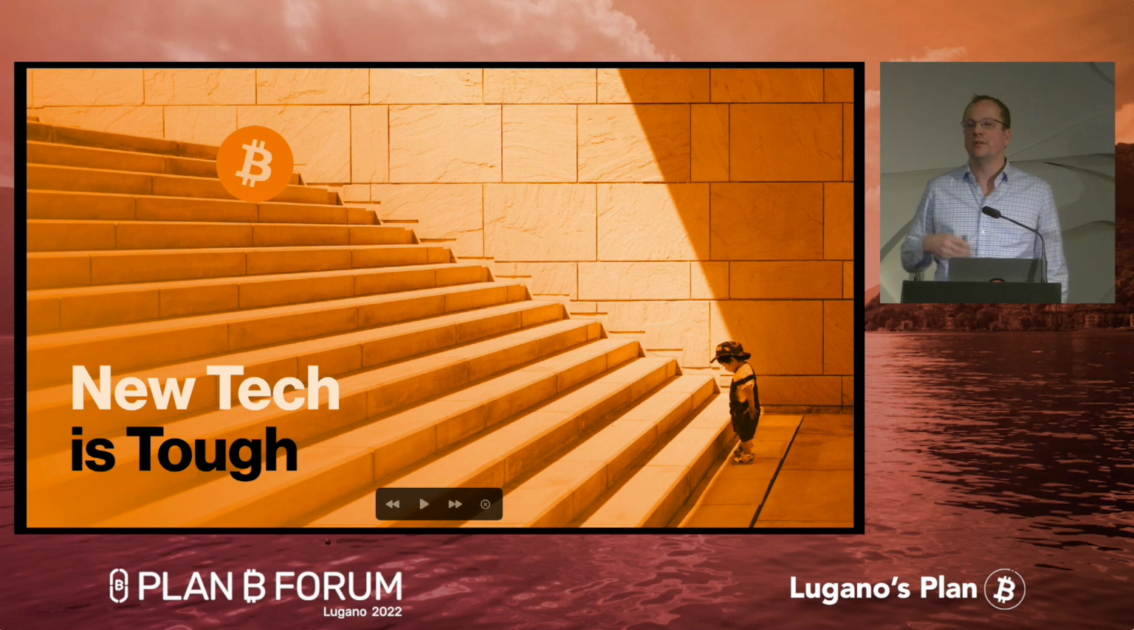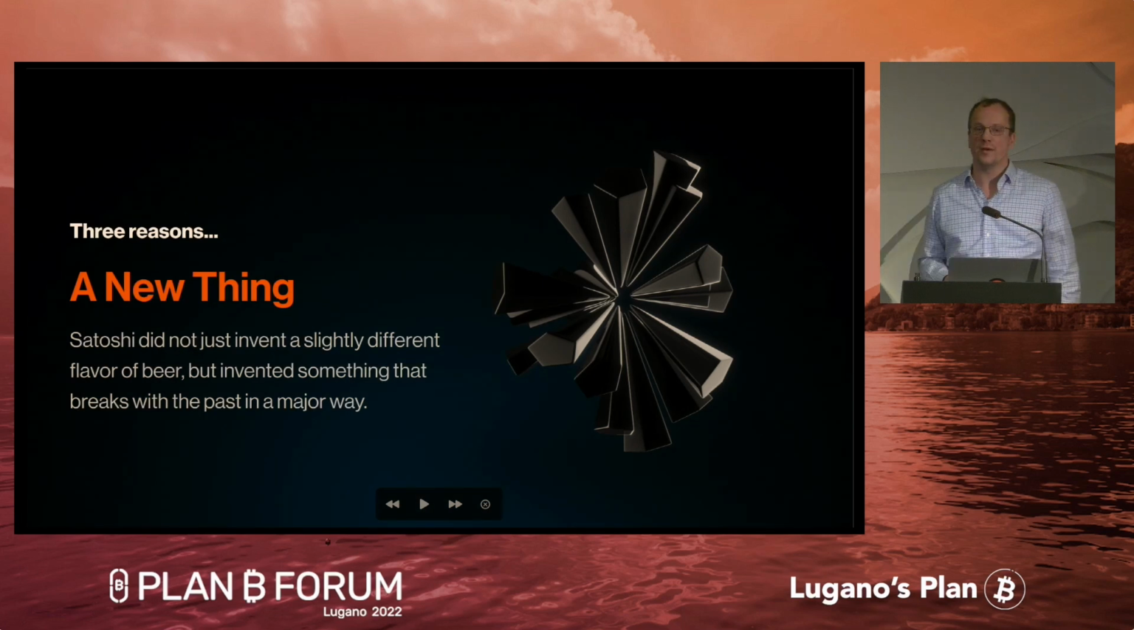Okay, so let's start with why Bitcoin might be a bit perplexing and unusual and unintuitive to newcomers. We think there are really three main reasons. Reason number one, Bitcoin is really a new thing. So Satoshi did not just invent beer with a slightly different flavor. Bitcoin is a real innovation, something that breaks with the past, that is difficult to relate to things that already exist. And human beings struggle with new things. This is why we used to call cars horseless wagons, or movies talking pictures, and why we used to call the internet the information superhighway.